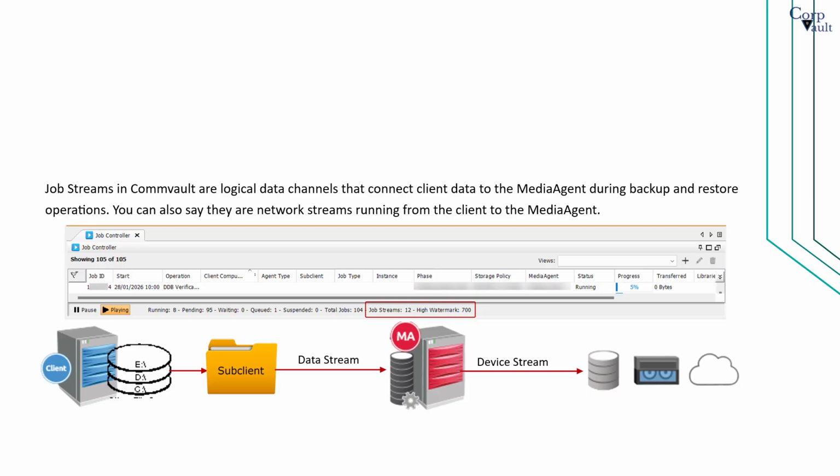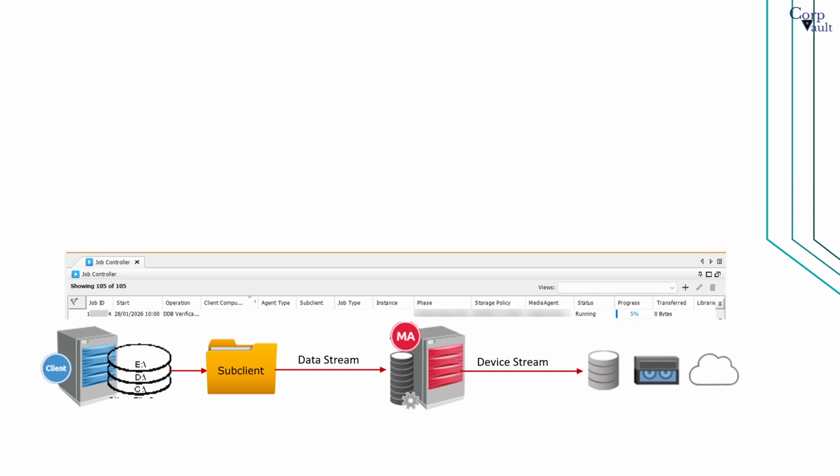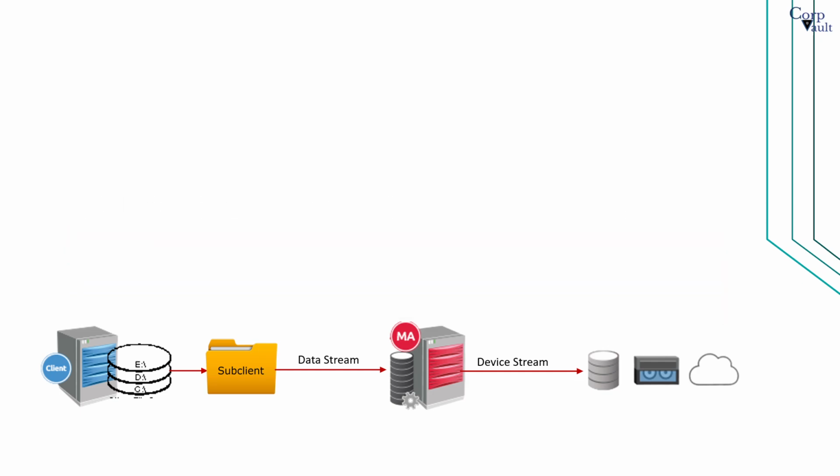The number of concurrent job streams that can run is determined by the configuration on the MediaAgent, storage policy, and the underlying storage infrastructure. Let's discuss how job streams work. I feel it would be easy to discuss in phases. Data reader phase. Data is read from the source, that is the client, using data readers.